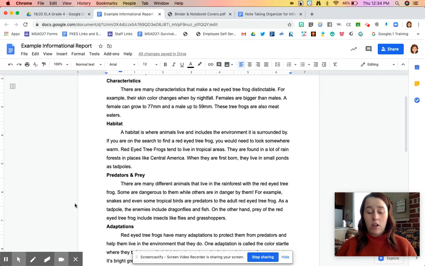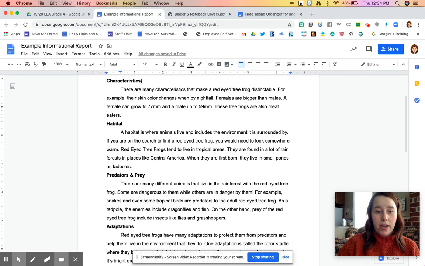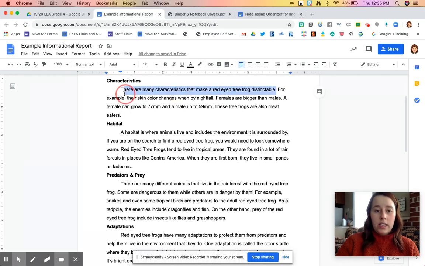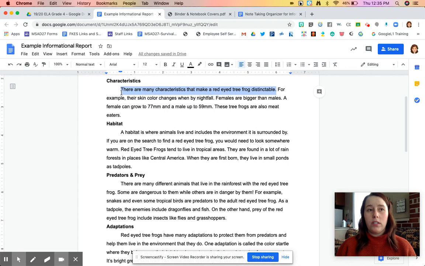When I started typing on my blank paper, I started with my 4 subtopics. So I have my subtopic header, my subheading, and then I started listing my facts here. But you'll see that this first sentence is almost like a transition sentence. It kind of introduces what I'm talking about before I start listing the facts. So I have a sentence here, and then I have my 3 facts. There are many characteristics that make a red-eyed tree frog distinctable.